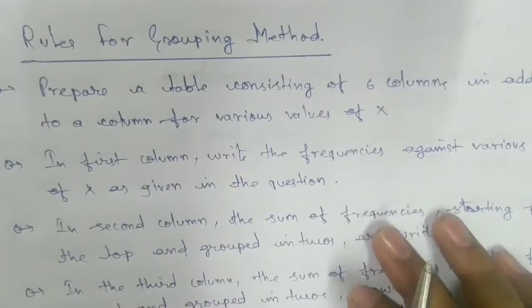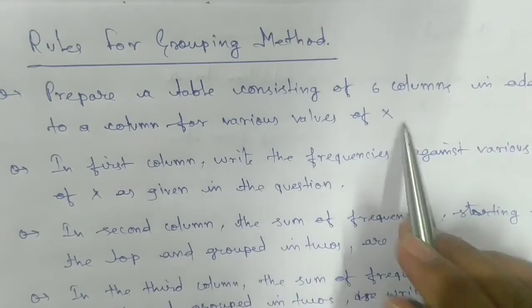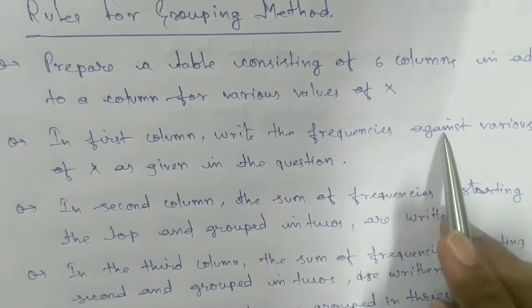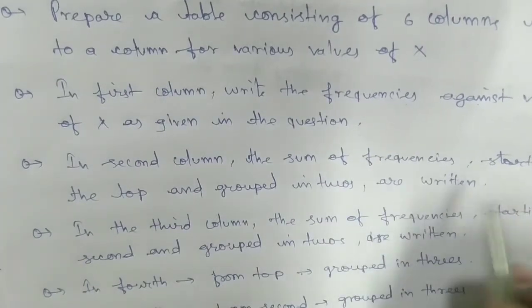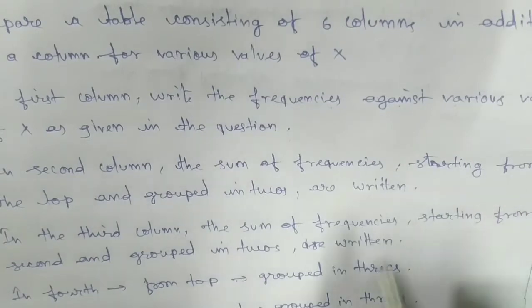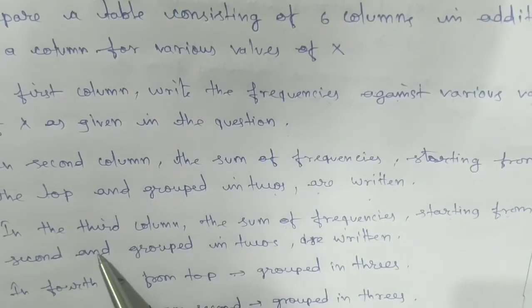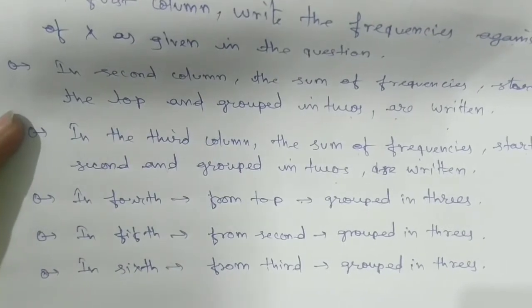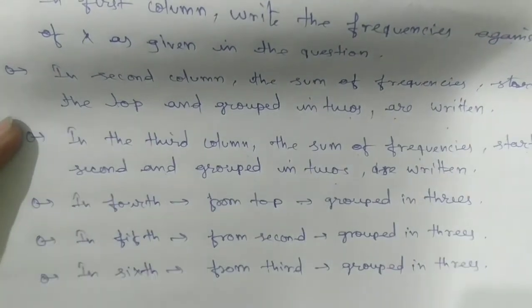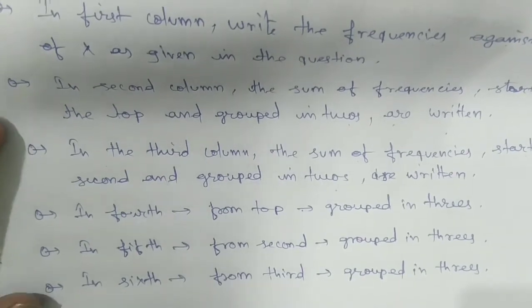First one: prepare a table consisting of six columns in addition to a column for the various values of x. Next, in the first column write the frequency against the various values of x as given in the question. Third, in the second column, the sums of frequencies starting from the top and grouped in twos are written. In the third column, the sums of frequencies starting from the second and grouped in twos are written. Similarly, in the fourth column, from the top, group in threes; in the fifth, from the second, group in threes; in the sixth, from the third, group in threes. Now you may be confused, sir, what are these all? We'll see using the problem, one by one.